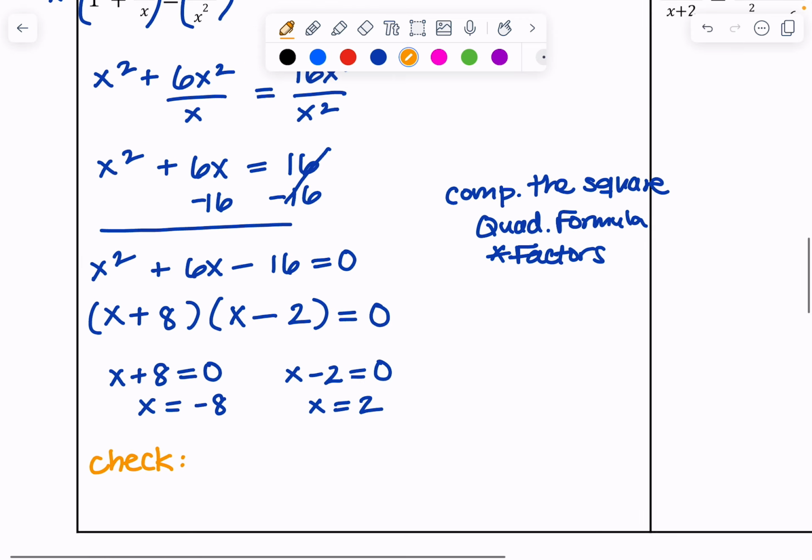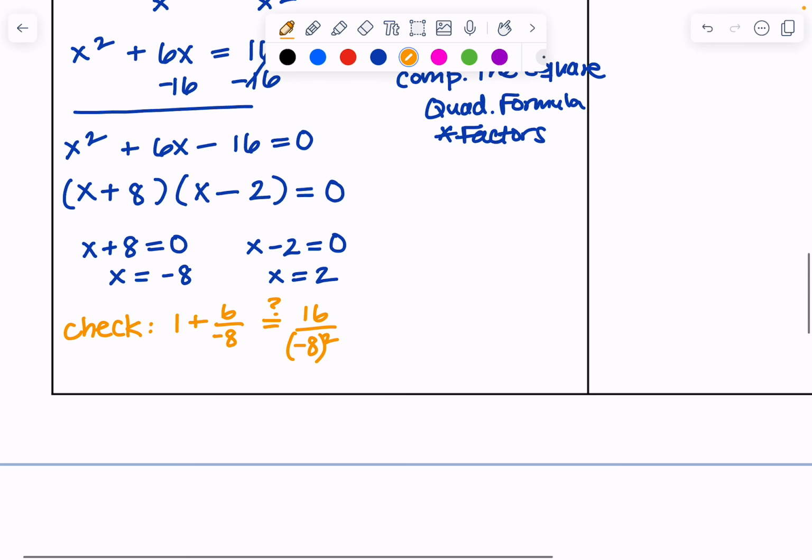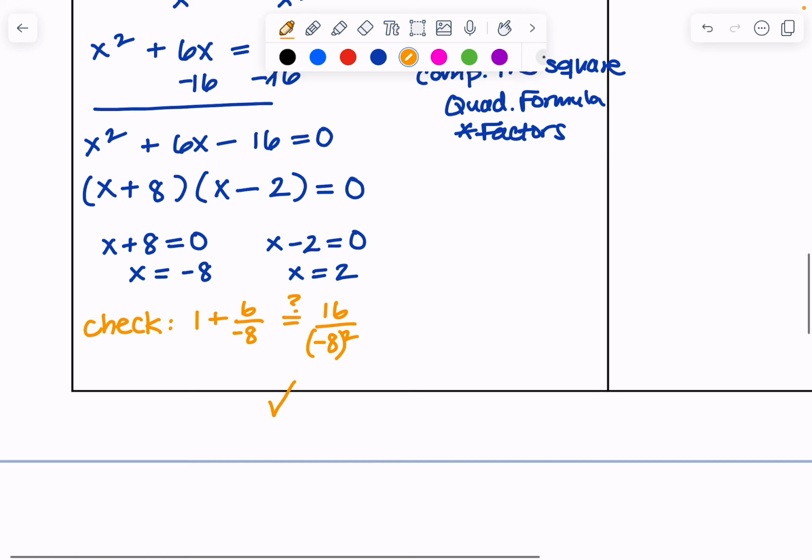So for the negative 8, we're going to have 1 plus 6 over negative 8 is equal to, with the question mark, 16 over negative 8 squared. And when I do that math, I think it checks out. I'll check a little bit closer in a second.